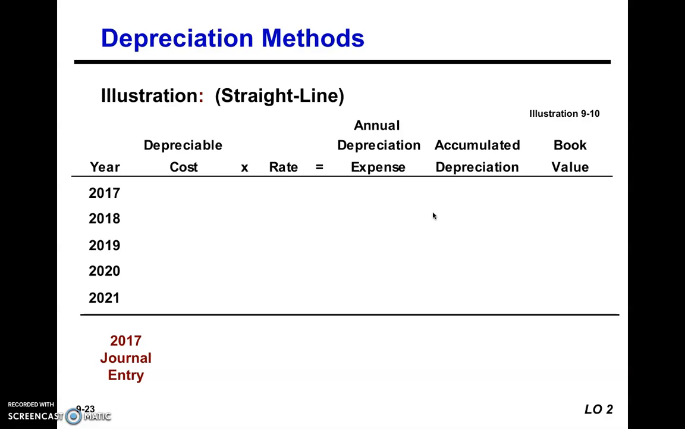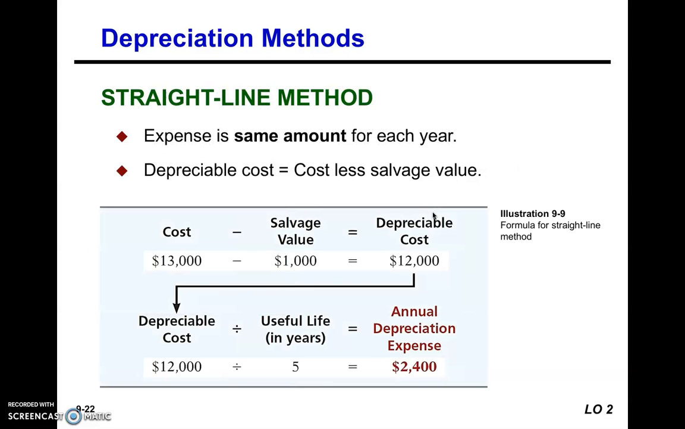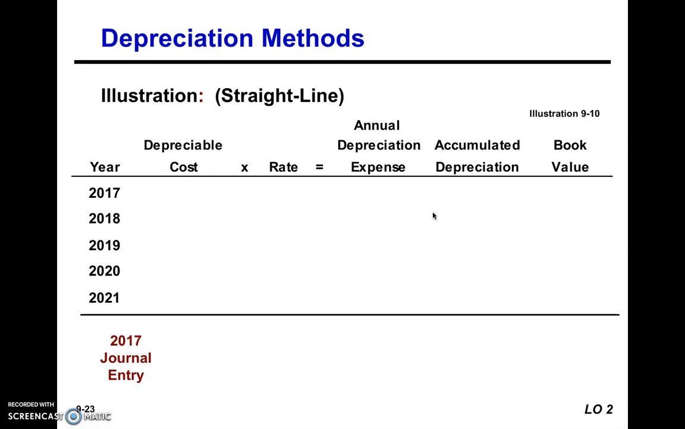So for example, by the way, we can look at the rate as 1 divided by useful life, always 1 in the numerator and useful life in the denominator. That's called the rate of the depreciation. So in this case, 12,000 depreciable cost times 20%, which is 1 over 5. 1 over useful life. Again, 1 always is in the numerator and useful life in the denominator. Therefore, the annual depreciation is $2,400.